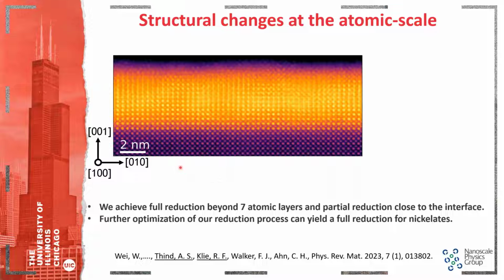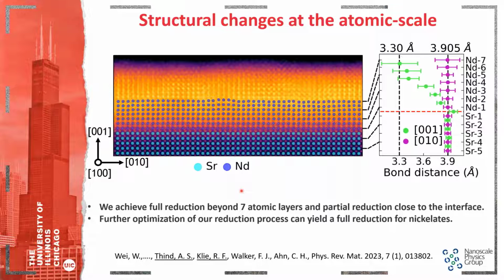Here I'm showing atomic resolution imaging of the strontium titanate substrate and the NdNiO2 film on top. Since this is a Z contrast image, we can easily identify and refine the atomic positions for various sublattices. Here I'm using strontium and neodymium. Here we can calculate the lattice constant along the in-plane and out-of-plane directions.